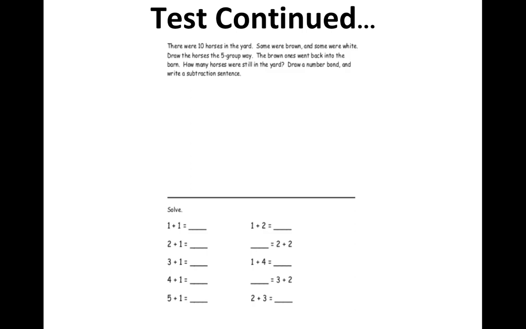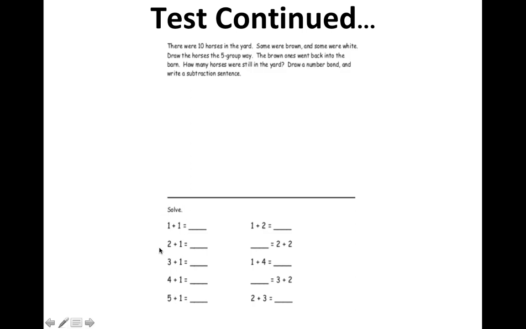Again, there were 10 horses in the yard. Some were brown and some were white. Draw the horses the 5-group way. The brown ones went back to the barn. How many horses are still in the yard? Draw a number bond and a subtraction sentence. So, parents, please make sure you read this multiple times because this is a bit wordy and lengthy. So, please allow them to take their time as they're doing this task.